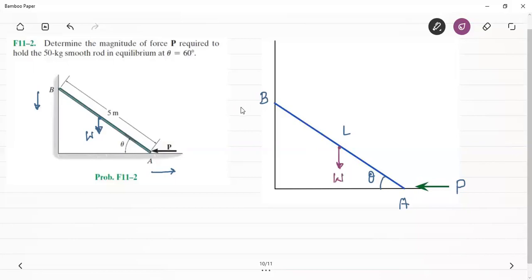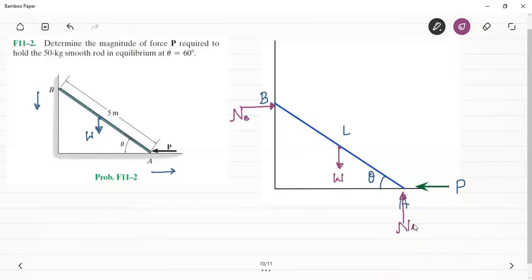There will be a normal reaction that the wall is exerting on the contact point B. It can be represented by NB. We'll have a normal reaction at A. It will be represented by NA. So this is the complete free body diagram of this rod.